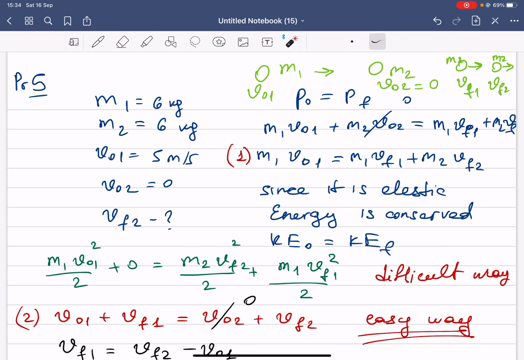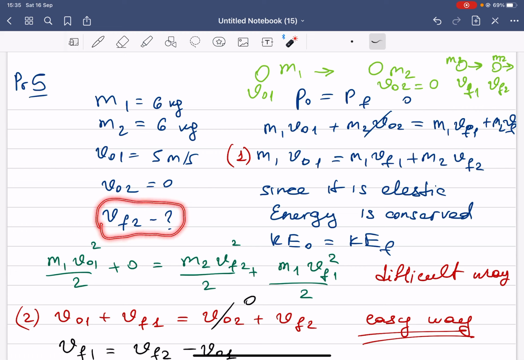Okay, so first we have to start with the conservation of momentum. P initial is equal to P final. We have to write down M1 times V initial 1 plus M2 V initial 2. Since the second object was at rest, we equate that term to 0. Then after collision, they move with different velocities, okay? So M1 V final 1 plus M2 V final 2. So we have to find the V final 2, right?